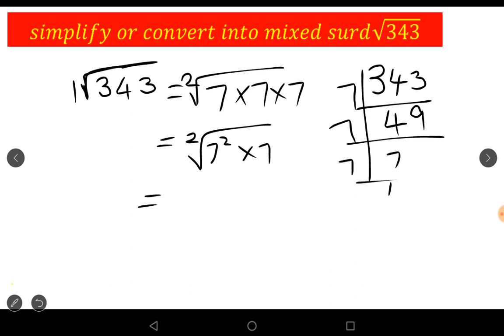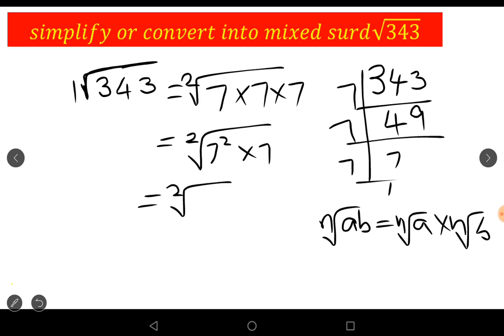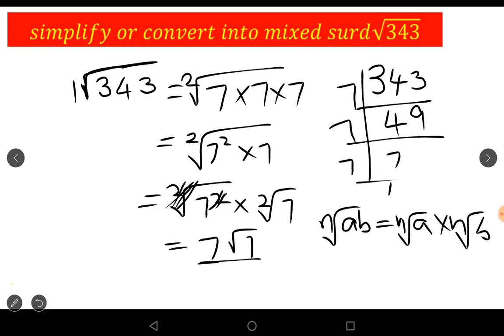So we know the first identity: the nth root of a into b equals the nth root of a into the nth root of b. Apply here: root of 7 squared into root 7. The square and the order are the same, so that equals 7 into root 7. This is a mixed surd because the rational factor is 7.